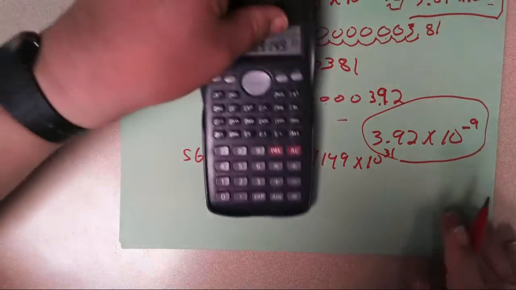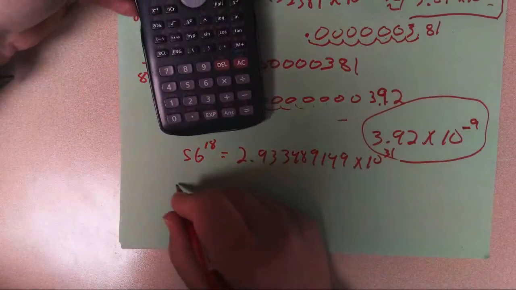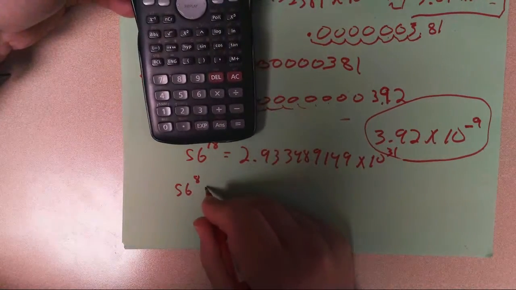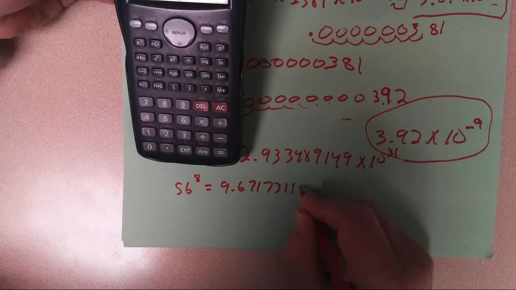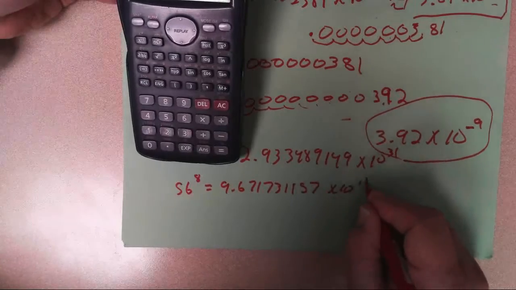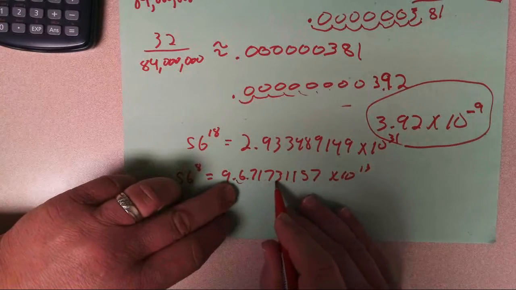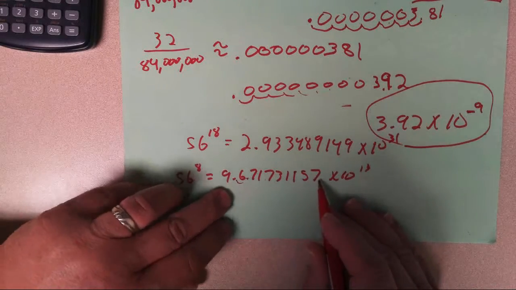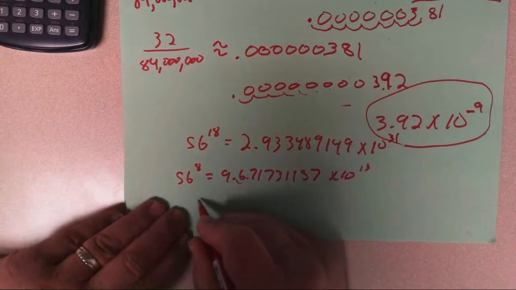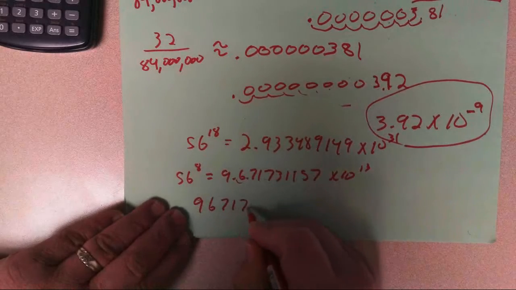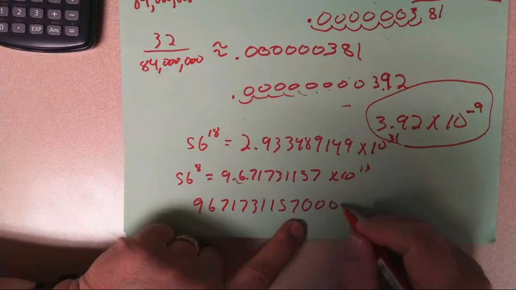Let me actually get one that's a little smaller. 56 to the 8th power. There, we'll do that. 56 to the 8th power. This is 9.6717311157 times 10 to the 13. So I'm going to move this over 13 places. So I go 1, 2, 3, 4, 5, 6, 7, 8, 9, and I got to move it 13 places. So then I got to add some zeros. So here I moved it 9, then 10, 11, 12, 13.